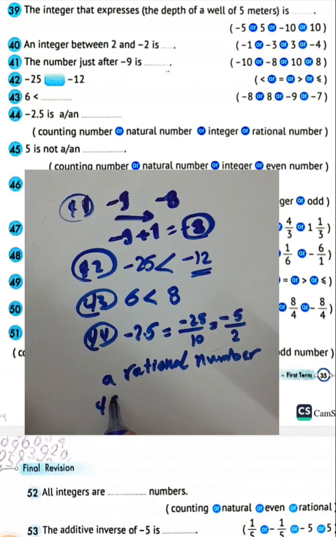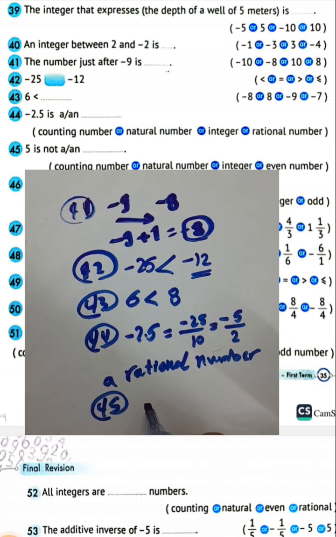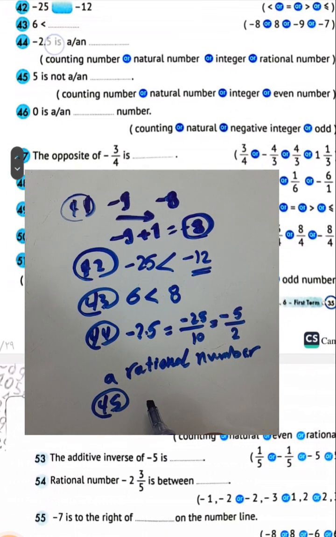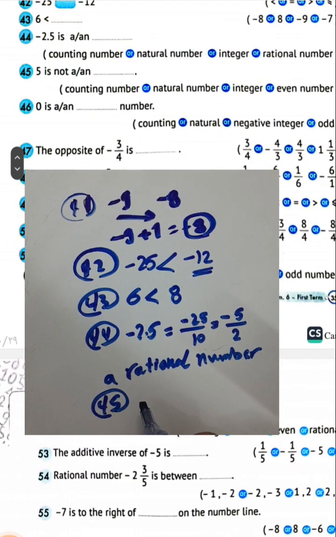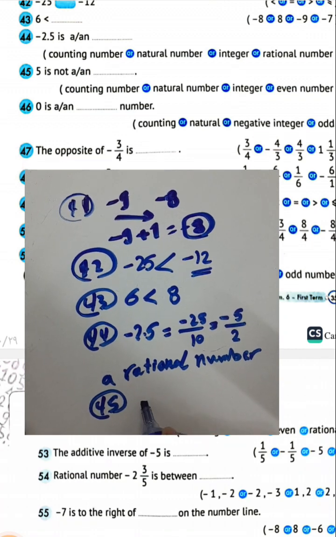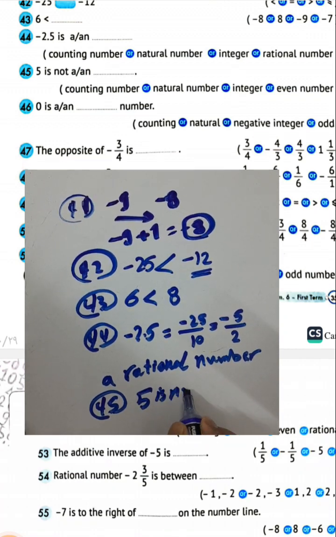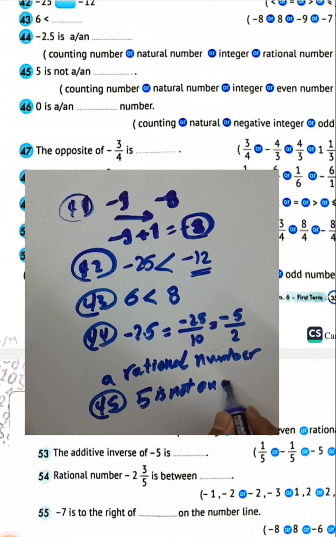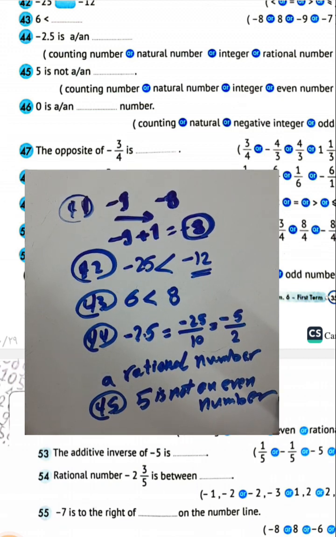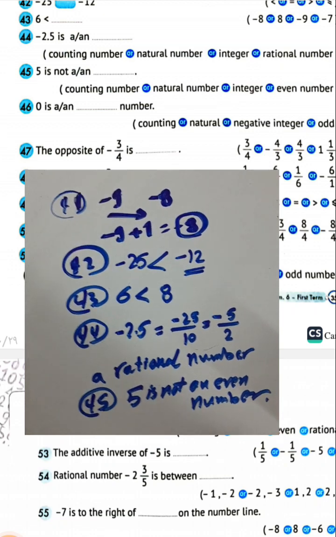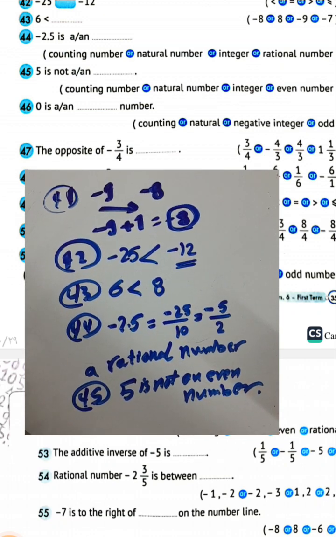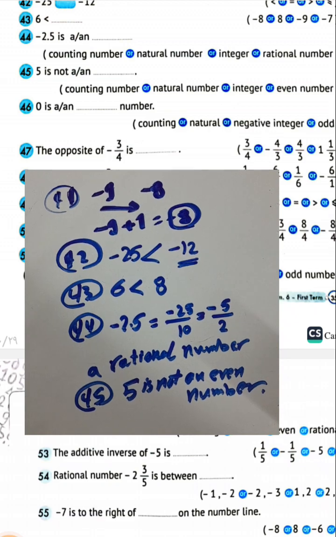Question 45: 5 is not an even number. 5 is not an even number. Next question, question 46.